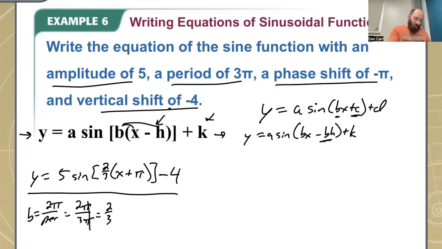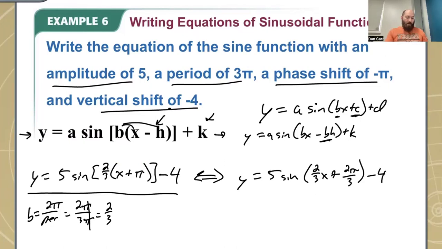The other thing I could do is take the 2/3 and multiply it out so it looks kind of like how we normally will write it. Just be aware that this is equivalent. These two are kind of interchangeable here. So if I do that, I'm going to have y equals 5 times the sine of 2/3 x plus 2 pi over 3, and then minus 4 still. Both of those end up with the same exact graph.